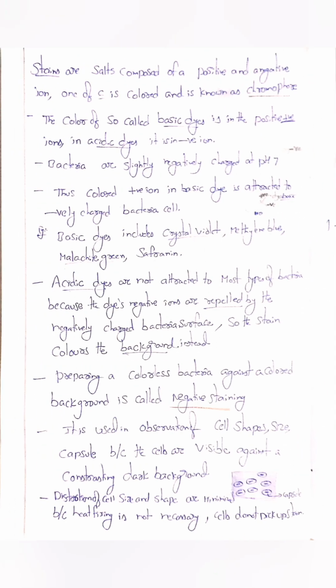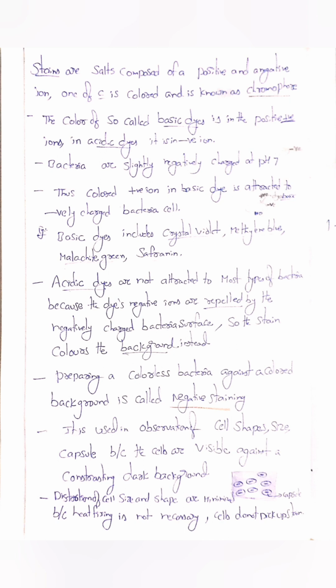Here stains are salts composed of positive and negative ions, one of which is colored and is known as the chromophore. The color of so-called basic dyes is in the positive ion. In acidic dyes, it is in the negative ion. Bacteria are slightly negatively charged at pH 7. Thus, the colored positive ion in the basic dye is attracted to the negatively charged bacterial cells. Examples of basic dyes include crystal violet, methylene blue, malachite green, and safranin.